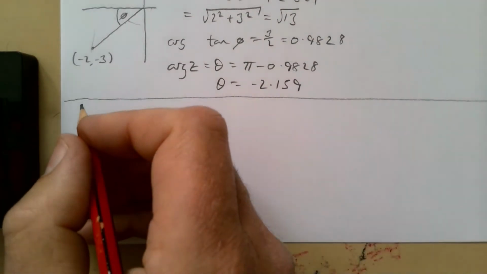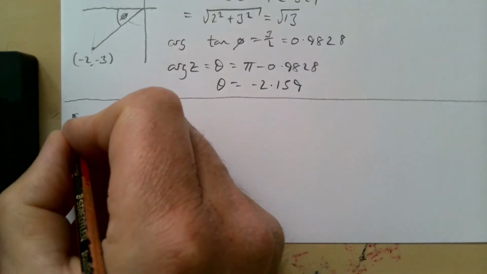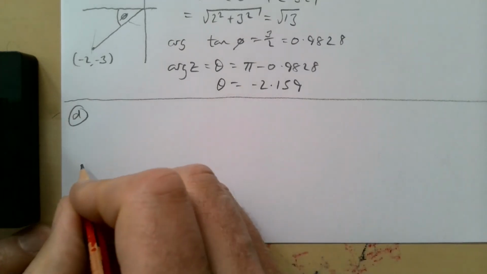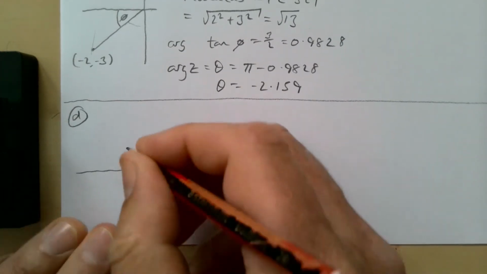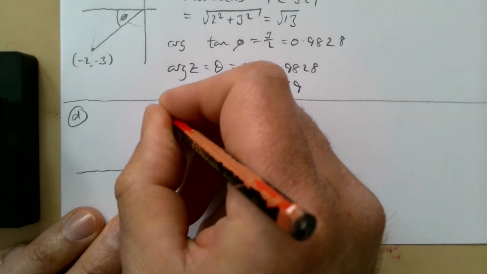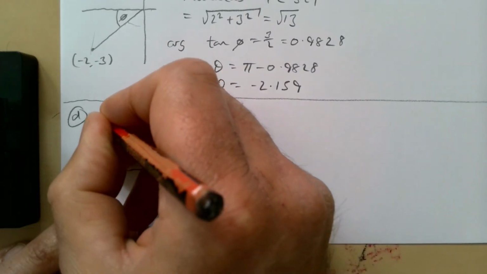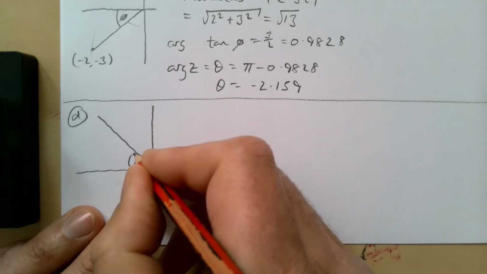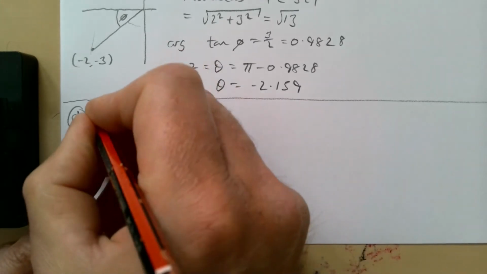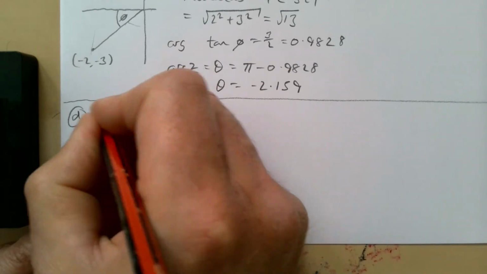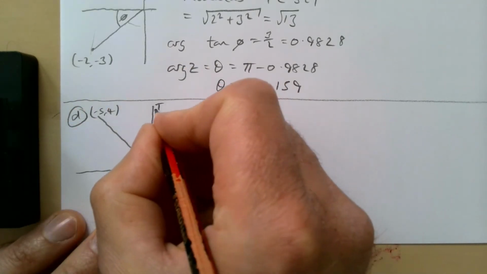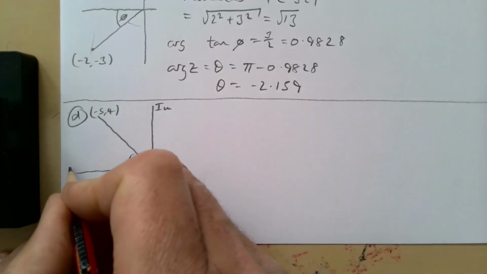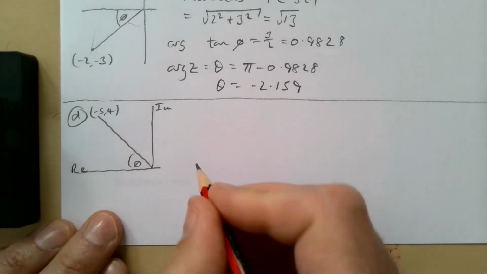Finally, part 4, they ask us for minus 5 plus 4i. I'll write this down so you can see it. I'll do my diagram like this. I'd probably work out my phi like that, and then take it away from pi again to get this angle here. So that's minus 5, 4. Of course, this is our imaginary axis, and this is our real axis.